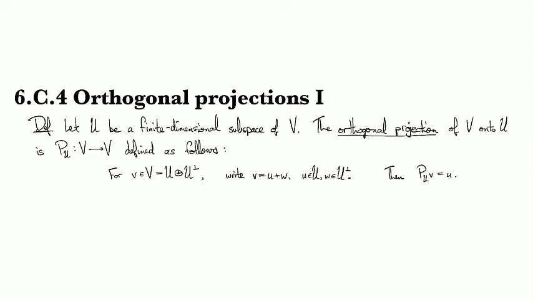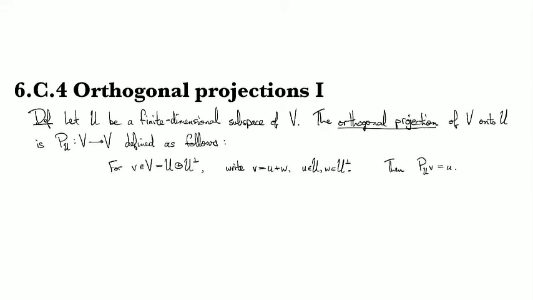What we do is we take our element v that we want to apply the operator to, and then we decompose it using what we know about how V is the orthogonal direct sum of U and U perp. We write v as the part that's in U and the part w that's in U perp. Then, to define the projection, we just kill off the w part. So we take only the part that's in U. That's how we define the operator.